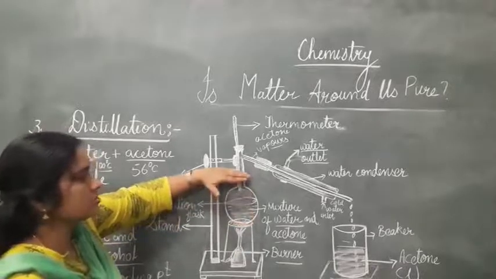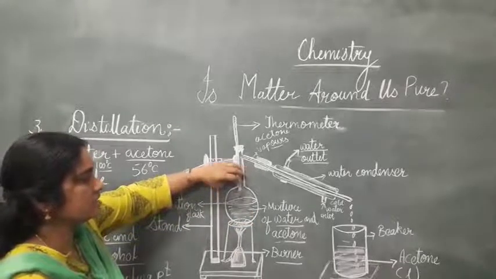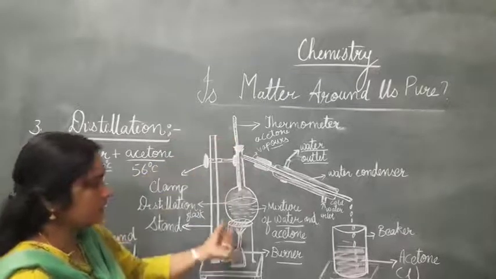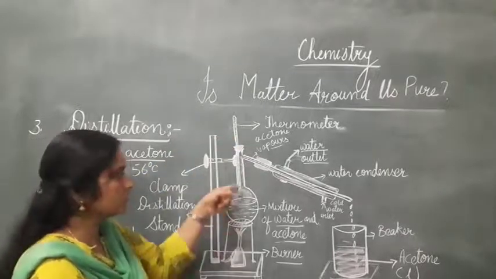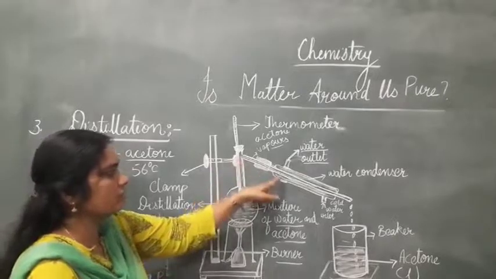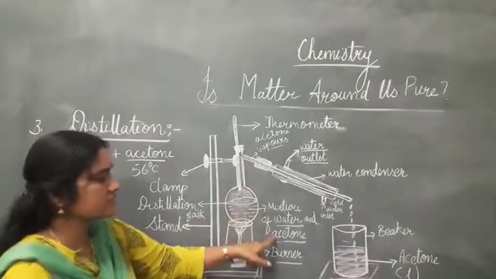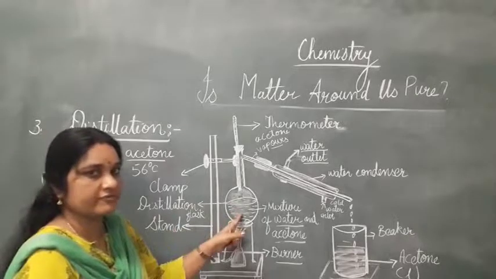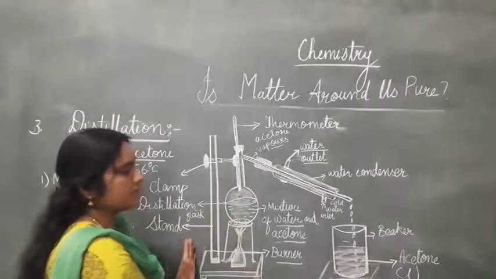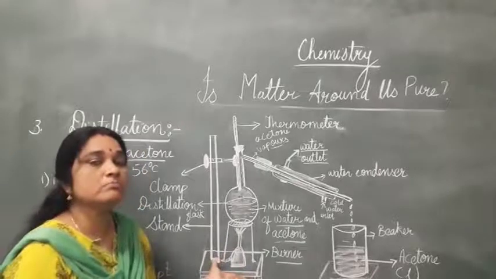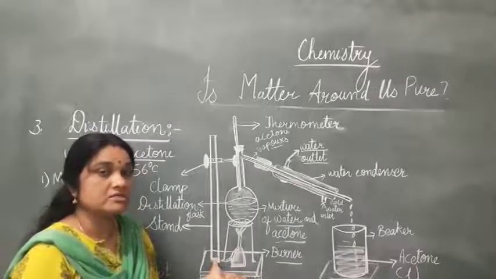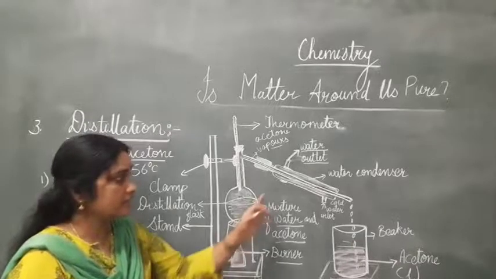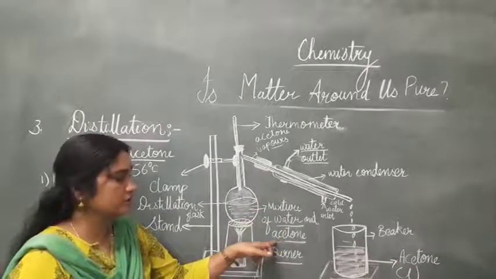As the temperature reaches 55 or 56 degrees Celsius, the temperature remains constant for some time, and then heating should again be done very slowly. You can see the vapors of acetone will be formed here, whereas the water, which has a higher boiling point of 100 degrees, will remain behind in the distillation flask. This is an important experiment used for separating two miscible liquids which have a very large difference in boiling point. And acetone, you know, is an organic compound.